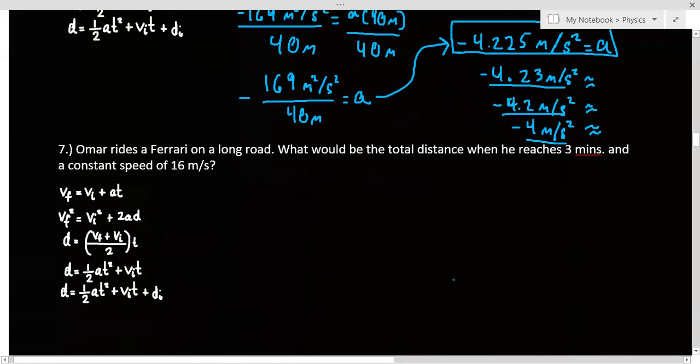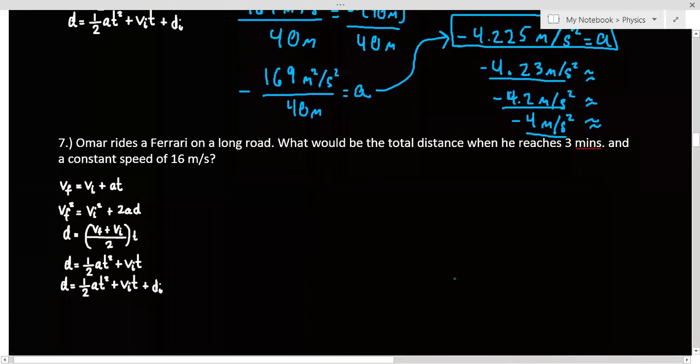And now to the last question. Omar rides a Ferrari on a long road. What would be the total distance when he reaches 3 minutes and a constant speed of 6 meters per second? So dito, let's try to draw point A to point B.